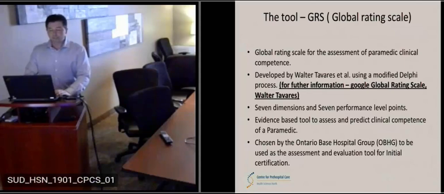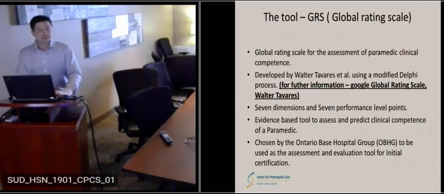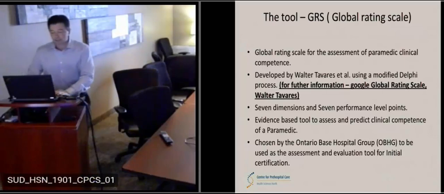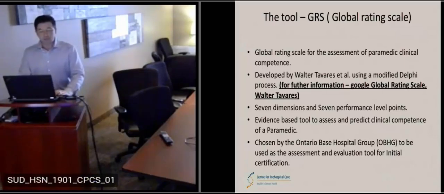So the tool we're using, again, I mentioned earlier, is the GRS, also known as the Global Rating Scale. It's designed specifically for the assessment of paramedic clinical competence. It was developed by a paramedic who is still an active paramedic, Walter Tavares. If you would like further information on the Global Rating Scale, Walter has articles online, so you can check those out. It's designed to have 7 dimensions and 7 performance level points. It's an evidence-based tool to assess and, more importantly, it predicts clinical competence of a paramedic.